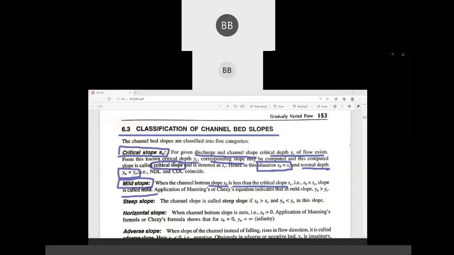If your bed slope is the same as your critical slope, then we can say that the slope is critical slope. If your bed slope is less than the critical slope, then you can say the slope is mild. If it is greater than critical slope, then you can say that slope is steep slope. Here, in mild, your normal depth is greater than critical depth, and in the third, steep slope, your normal depth is less than critical depth.